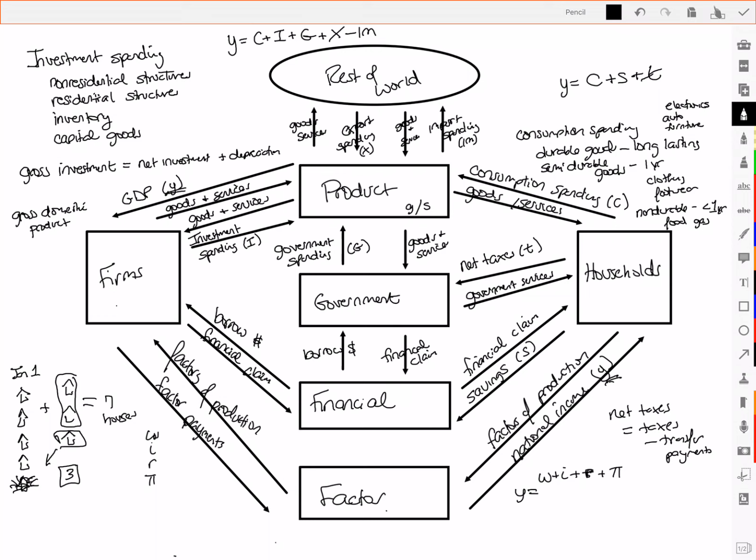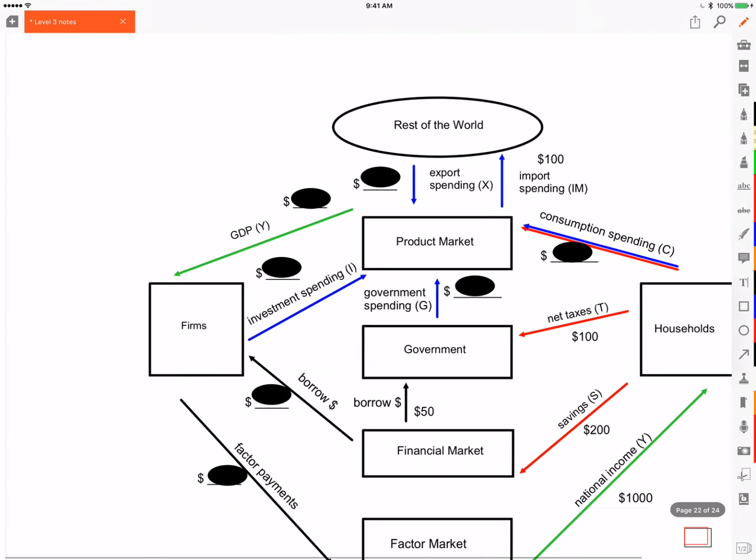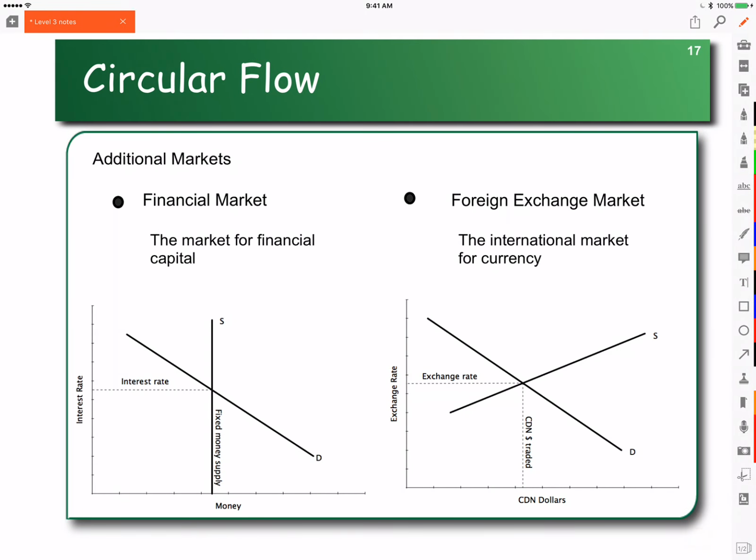Well, we've introduced here two more markets that we haven't seen before. The financial market and then the rest of the world. So we saw previously the demand and supply for the product market and for the factor market. Well, we can create demand and supply curves in the financial market and the foreign exchange market as well.